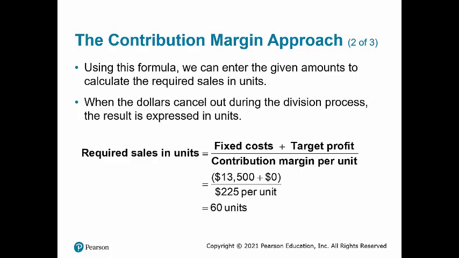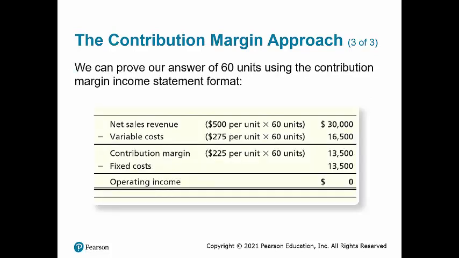So fixed cost of $13,500 plus zero target profit, which is break even, divided by $225 per unit would give us the required sales in units of 60. We can plug that back into the contribution margin income statement, and we can see net sales revenue minus variable cost of $16,500 would give us contribution margin of $13,500. When we subtract the fixed cost of $13,500, operating income would be zero.